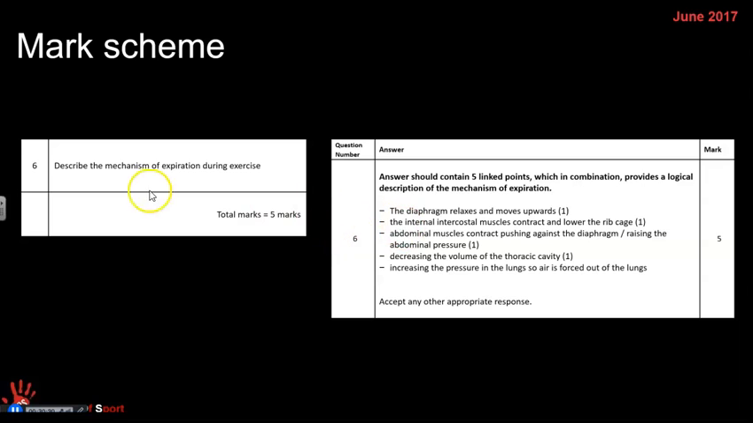You might get questions like this. So you might get questions saying, describe the mechanism of expiration during exercise. So not only does it specify it just wants the process of expiration, it's telling you it just wants you to talk about exercise. Don't mention rest, don't mention inspiration, irrelevant for this particular question. And there's the mark scheme for the question, so it just requires you to talk about the exercise element during exercise.